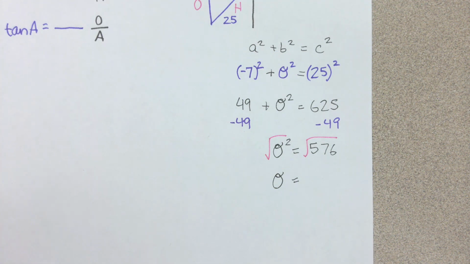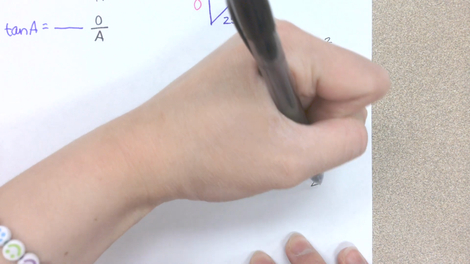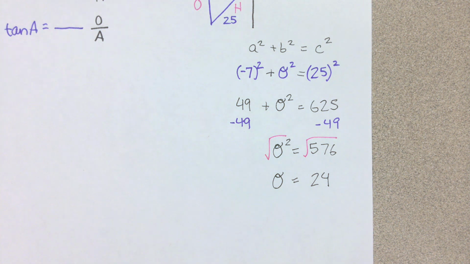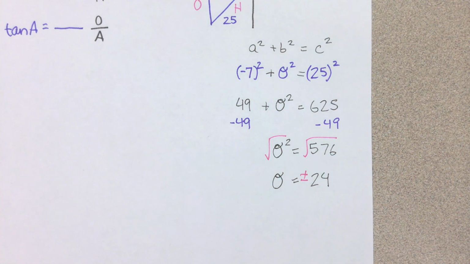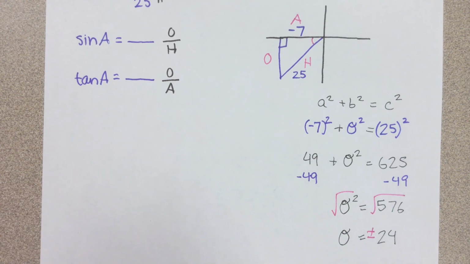And that gets us 24. Now, reminder, when you take square roots of both sides of an equation, you have to introduce a plus or minus. And that is important in this problem because that could be positive or negative, depending on which quadrant we are in. Looking at the image, looking at where O is in this plane, is this a positive or a negative 24? It is a negative 24.